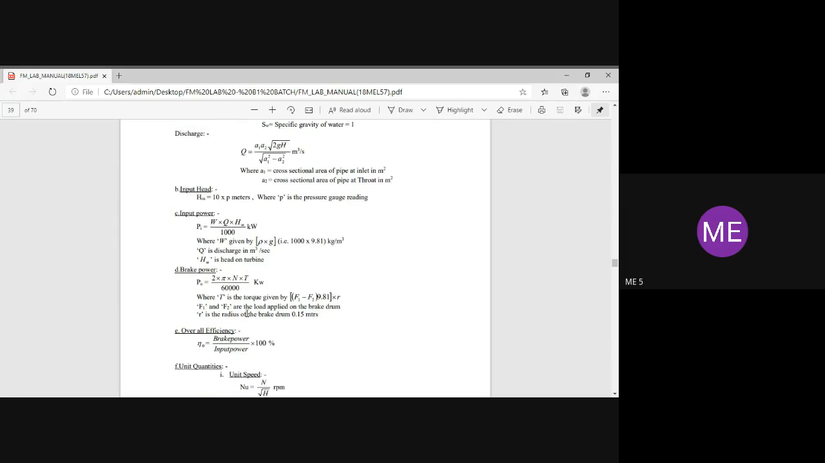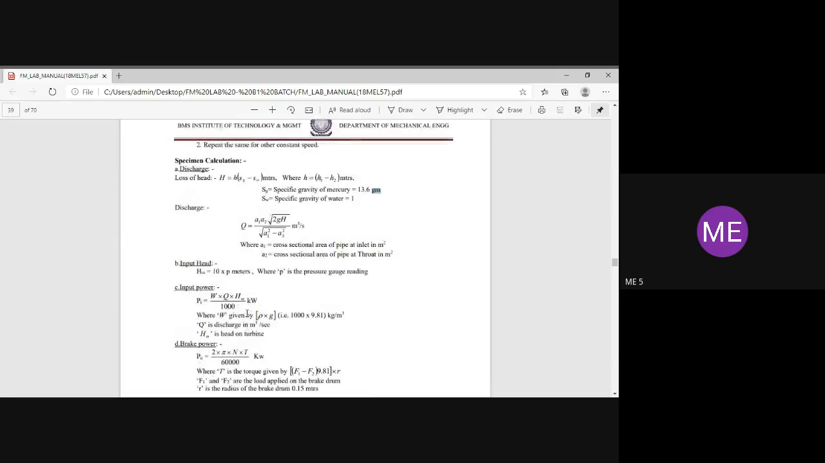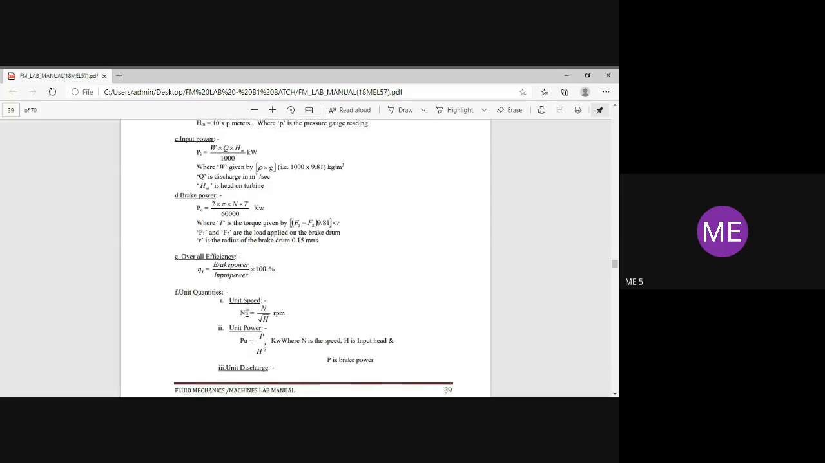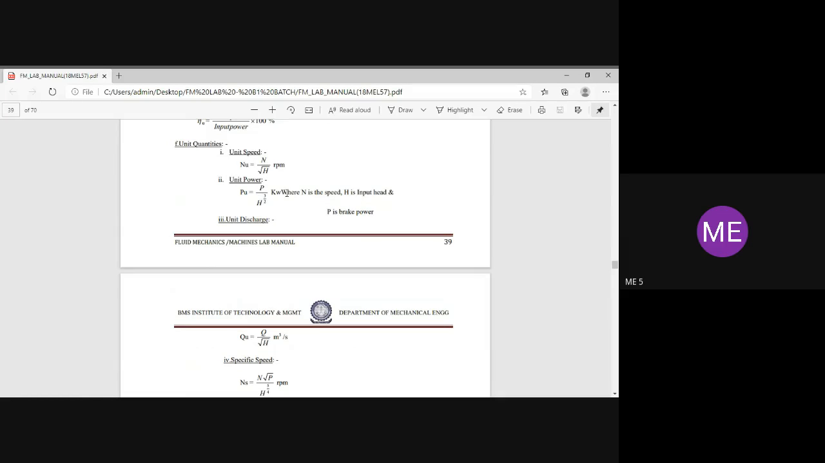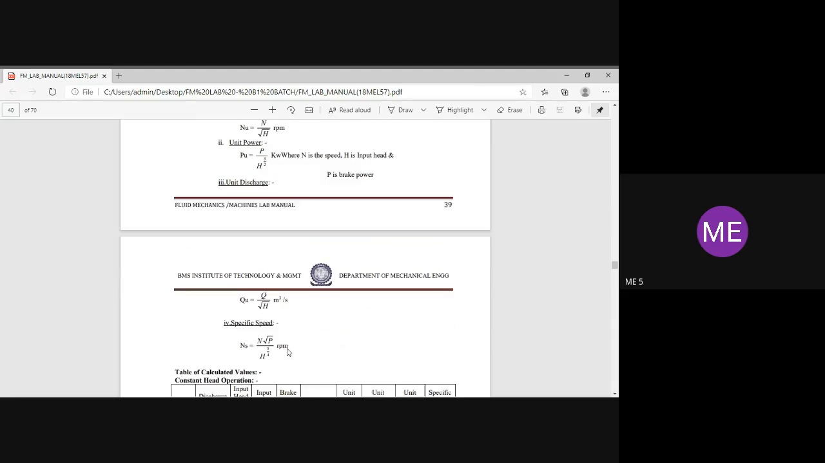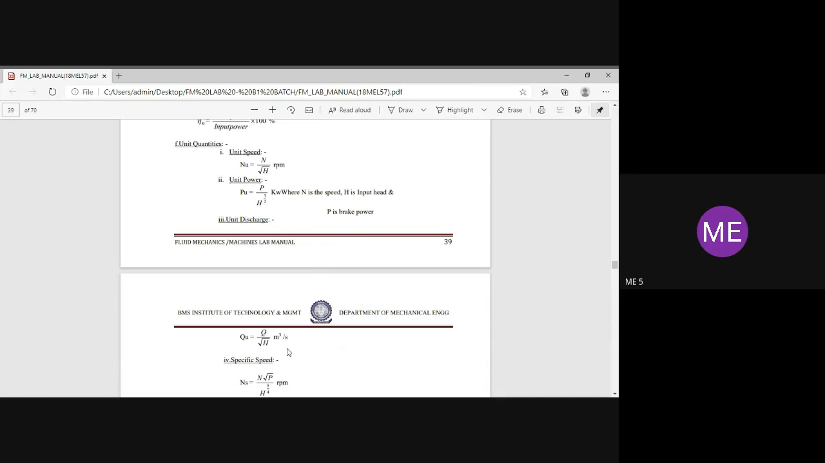So after that, you have to calculate the unit quantities in constant head. We have four unit quantities. One is unit speed, Nu equals N divided by square root of H, RPM. Unit power, Pu equals P divided by H to the power of 3 by 2. Qu is unit discharge, Q divided by square root of H. And the fourth one is specific speed, that is N square root of P divided by H to the power of 5 by 4.